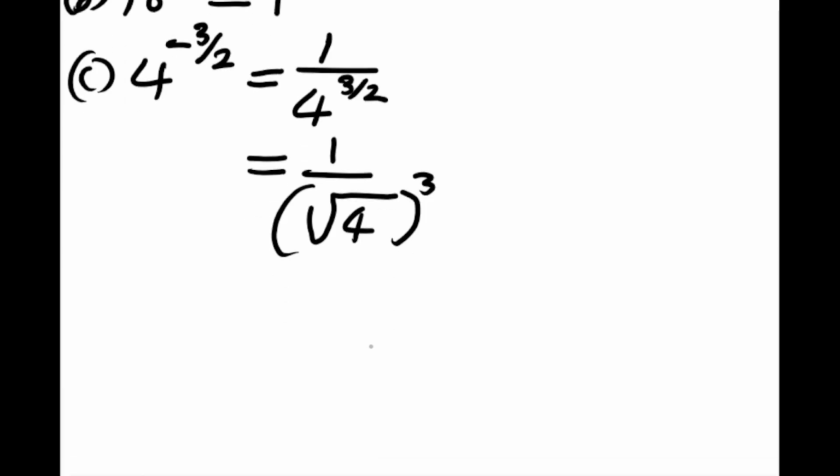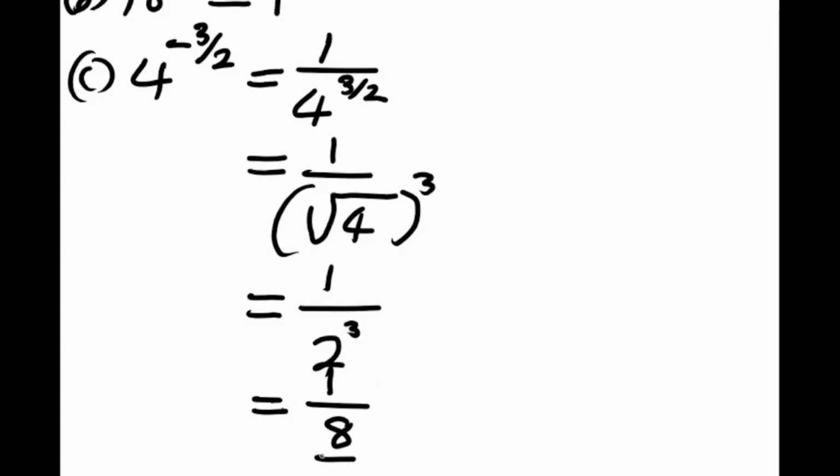3. And solving further, we are going to have 1 over square root of 4 is what? Is 2. So we have 2 raised to the power of what? 3. So this will give us 1 over. Now, 2 raised to the power of 3 is what? 2 times 2 times 2. And that will give us what? 8. So this is our final answer, 1 over 8.